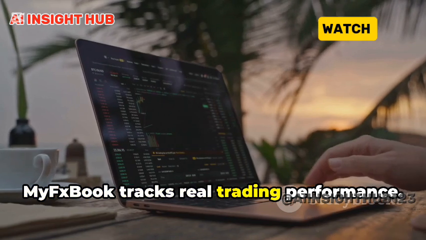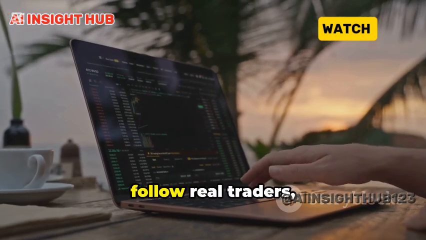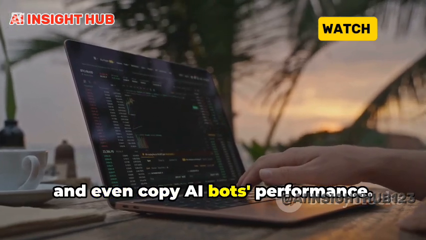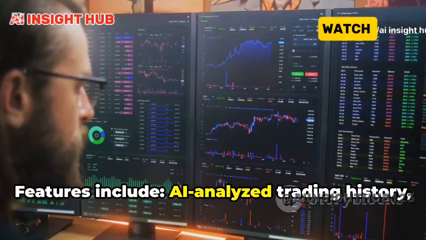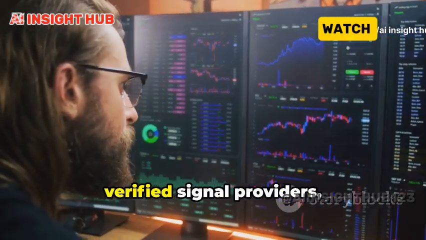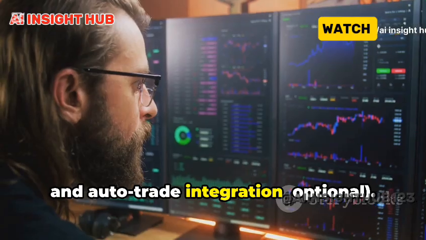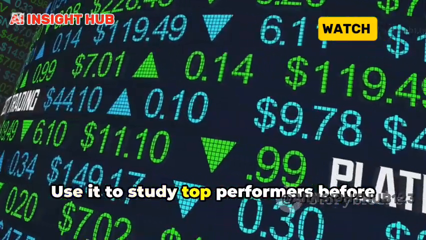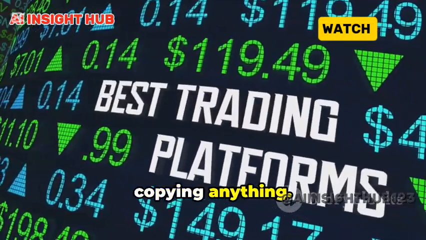MyFxBook tracks real trading performance. You can connect your broker, follow real traders, and even copy AI bots' performance. Features include AI-analyzed trading history, verified signal providers, and auto trade integration, optional. Use it to study top performers before copying anything.